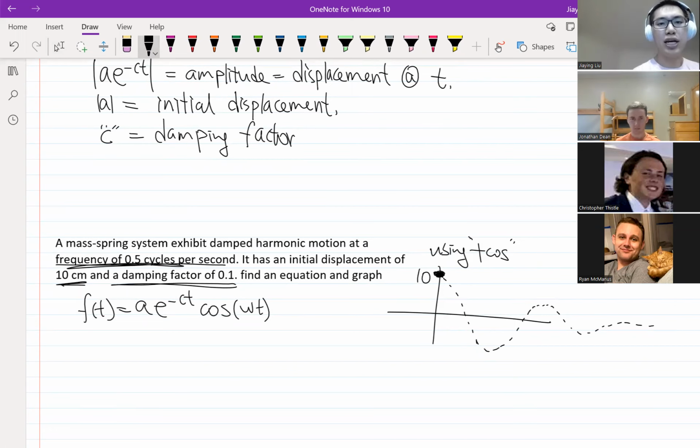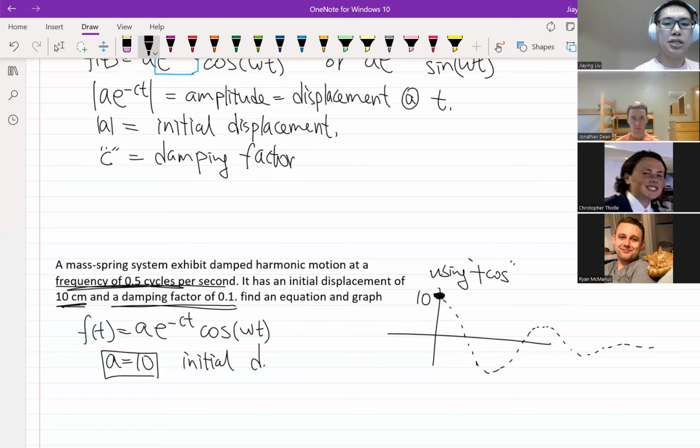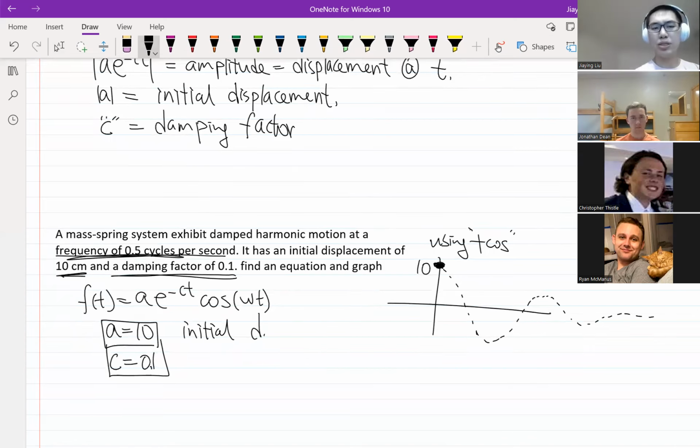So A, recall that the absolute value of A is just the initial displacement. And we already know initially the displacement is 10. So A equals 10, the initial displacement. And then c is the damping factor, which is also given, 0.1. We don't have to find those. And we need to know the omega, but the omega is not really given. We know the frequency, f equals 0.5.